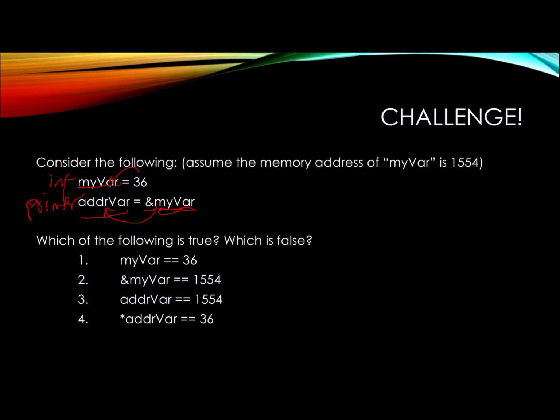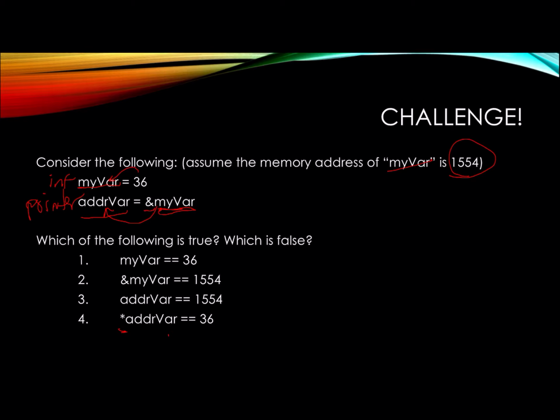And which of the following is true? Number one, is myvar equal to 36? Number two, is ampersand myvar equal to 1554? We are assuming that the address of myvar is 1554. Number three, is addr var equal to 1554? And number four, is asterisk addr var equal to 36? Now I want you to determine if it's true or false. You may pause this video, try to solve it on your own and probably take notes.